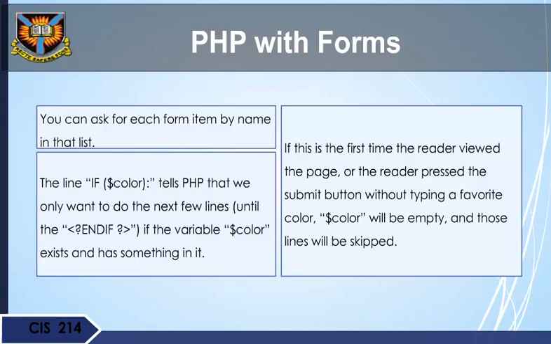The line if ($color) tells PHP that we only want to do the next few lines until the end if the variable color exists and has something in it. If this is the first time the reader viewed the page, or the reader pressed the Take 2, or the reader pressed the submit button without typing a favorite color, color will be empty and those lines will be skipped.